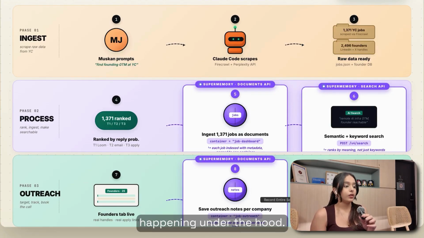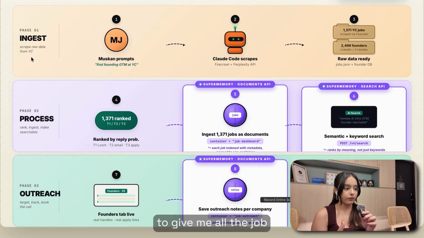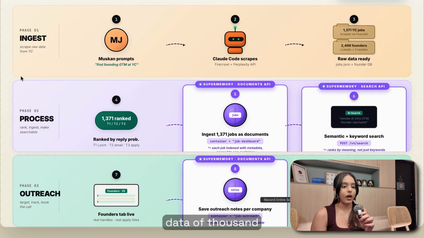Okay, so this is the whole flow happening under the hood. There are 9 steps, out of which 3 are Supermemory calls. And the first one is ingest, in which the raw data is scraped. I prompt Claude Code to give me all the jobs from YC dashboards and VC portfolios, and it scrapes with Firecrawl API and Perplexity API, and gives me raw data of 1,000 YC jobs and 2,000 founder profiles on X and LinkedIn, and it's just raw data, nothing fancy.